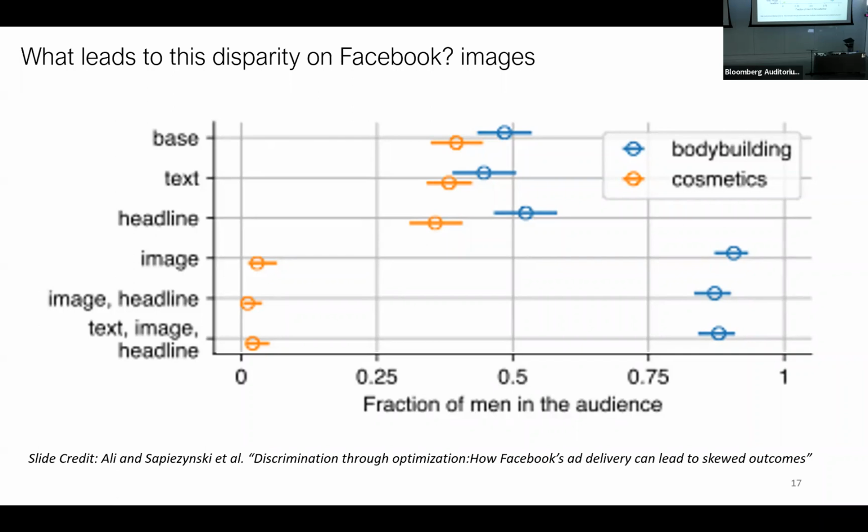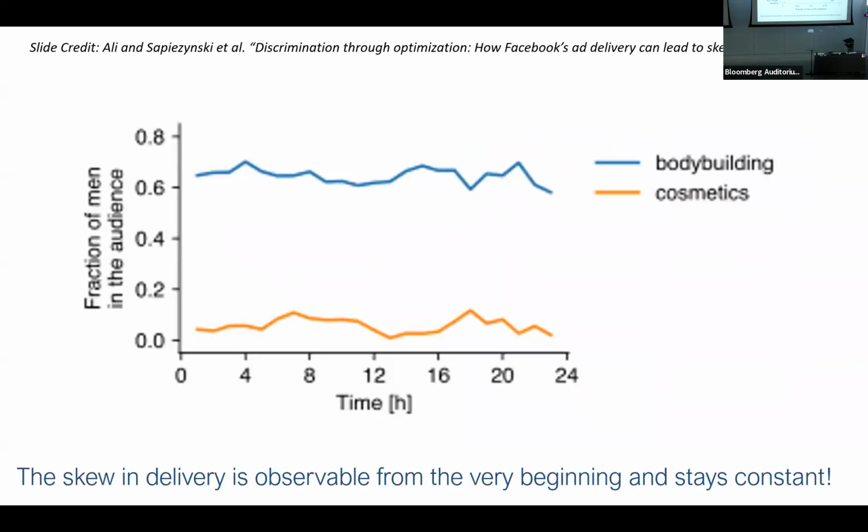And then they wanted to understand, okay, we think it's the images. Is it the images because of click-through rates? Is it that on the first day the ad is being shown evenly, but after that only men are clicking on the ad because of the image, and vice versa? Is that what's causing the disparities? At least a naive check suggests that that's not true.